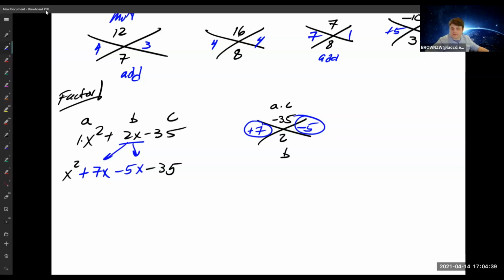So this middle term we broke up into 7x and negative 5x. We broke them up according to the diamond. And note, we still have the exact same expression because if I combine my like terms, that gets me back to 2x. We haven't changed the actual value of anything. All we've done is made it so that there are 4 terms, and we can now do our factor by grouping.